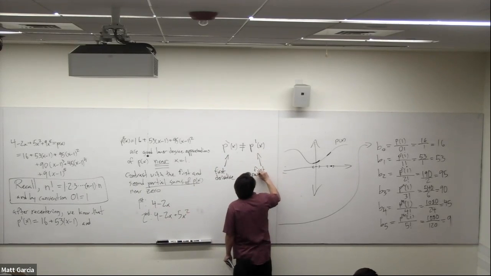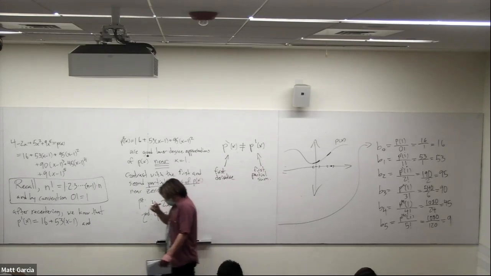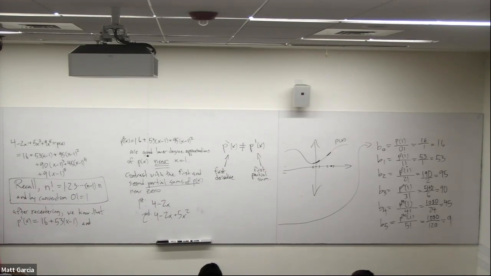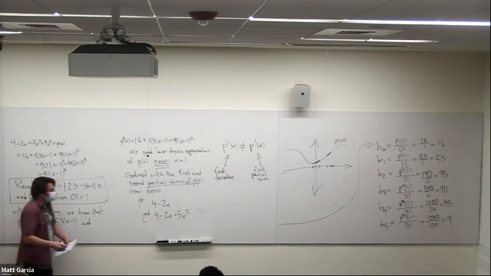First partial sum. Okay. Good. So, let's state this in general, right? What do we do when we want to recenter a polynomial at an arbitrary value a? It's basically the same formula.